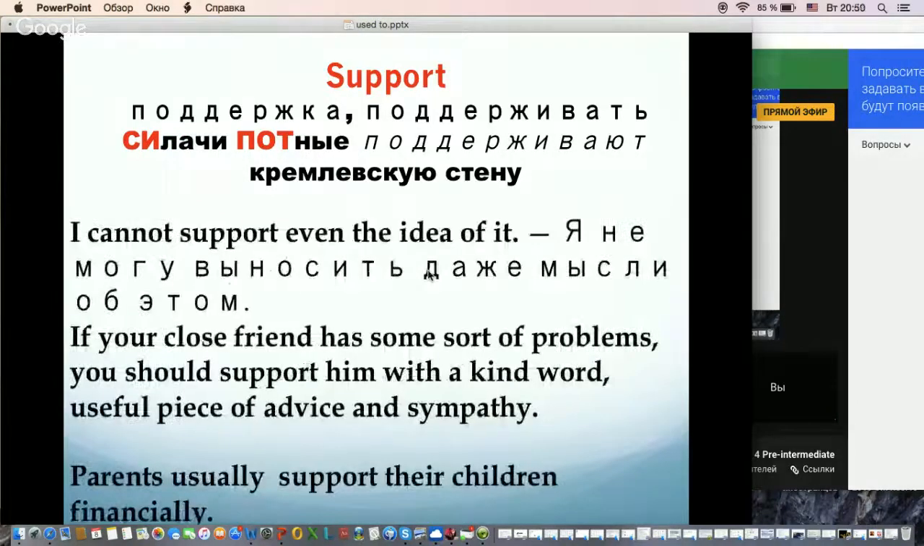Okay. I cannot support even the idea of it. Я не могу выносить даже мысли об этом. If your close friend has some sort of problems, you should support him with a kind word, useful piece of advice and sympathy.